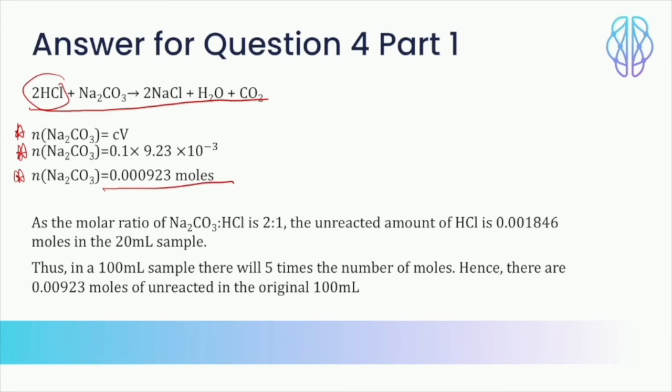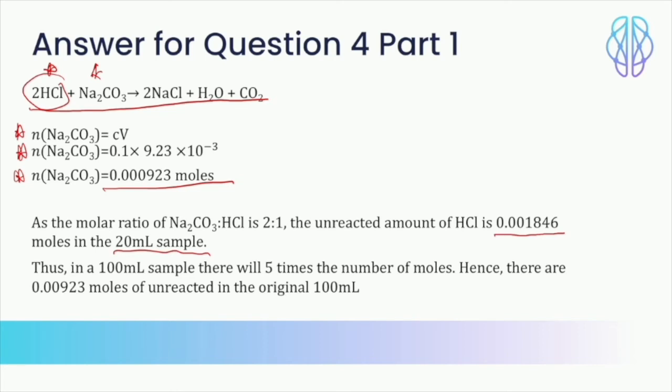However, as you can see, the molar ratio between sodium carbonate here and HCl here is 2 to 1. Thus, I need to double it. So if the moles of sodium carbonate are 0.000923 moles, the amount of unreacted HCl is double that. So it's 0.001846 moles in the 20 milliliter sample. So that's a very key component of this question. Do not forget that. In a lot of questions, they'll omit this 20 milliliter sample, but we'll deal with the cards that we're given.